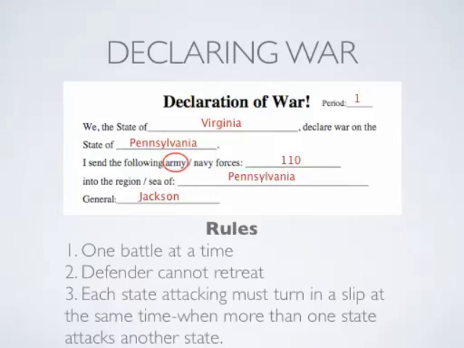The rules are we do one battle at a time. The defender cannot retreat. And if we have multiple states attacking another state, all the slips have to be handed in together so the teacher can be organized and know and be able to reference how many troops are going where. And so you fill these out every time you want to declare war or have a battle.